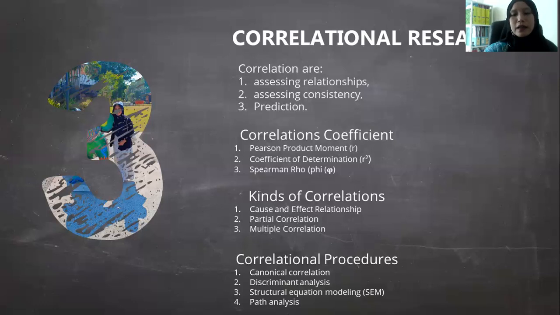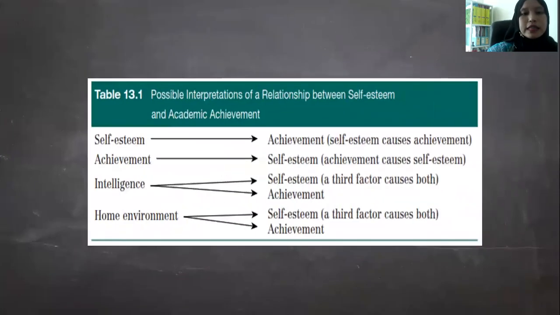Correlation analysis. Next, here is the example of possible interpretations of the relationship between self-esteem and academic achievement. So self-esteem is the independent variable and academic achievement is the dependent variable. Okay, so the dependent variable. Here you can have a look at the examples.